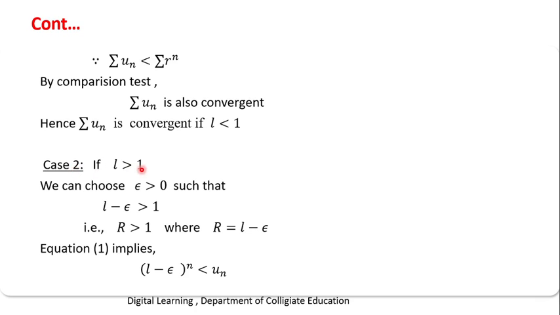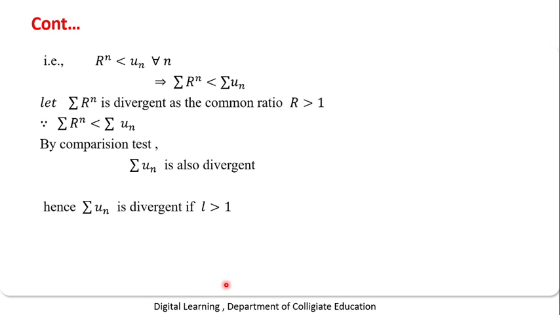Now consider the other case. The other case is L greater than 1. If L greater than 1, choose epsilon such that L minus epsilon is greater than 1. Put L minus epsilon as a capital R, because in the previous case L plus epsilon was taken as a small r. To avoid confusion, take L minus epsilon as a capital R. Now substitute in equation 1, we get L minus epsilon to the power of n is less than un. Now L minus epsilon is capital R, so R to the power of n is less than un. Apply summation on both sides. We get summation R to the power of n is less than summation un.